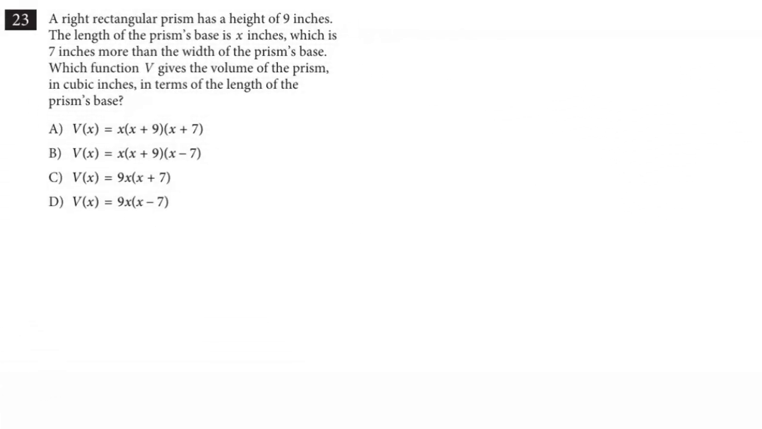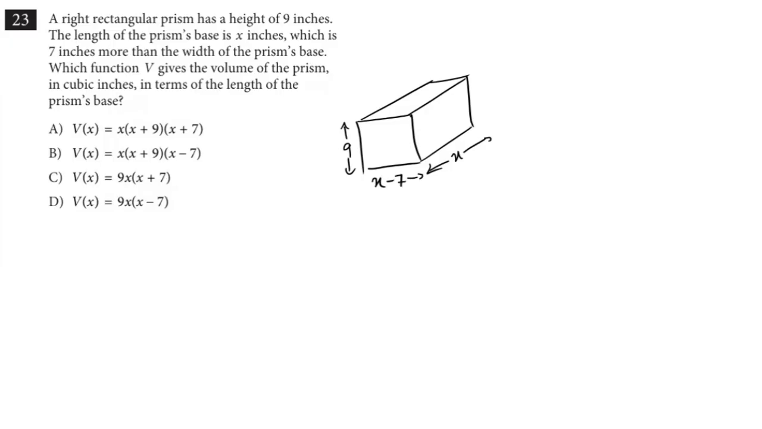Question 23. A right rectangular prism has a height of 9 inches. The length of the prism's base is x inches, which is 7 inches more than the width of the prism. For these kinds of questions, I highly encourage making a rough diagram just to see clearly which side is which. So this is 9 inches and the length is x inches, and this is 7 inches more than the width of the prism. So the width is 7 less than x. So x minus 7 is going to be the width.